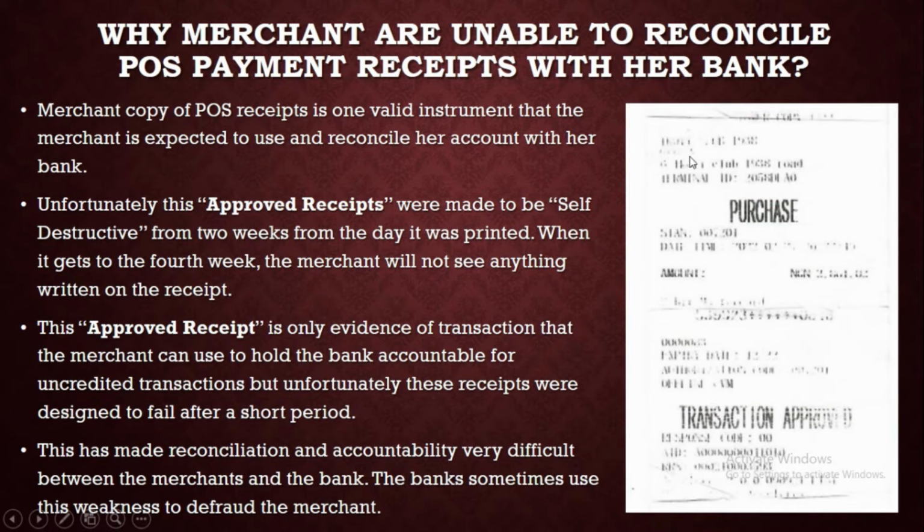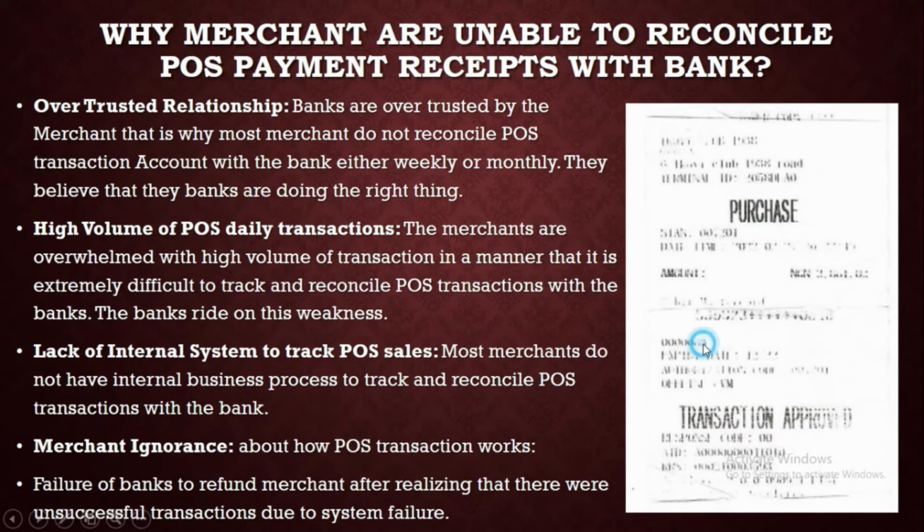So this is a sample of a POS receipt that was printed. You see, after 2 weeks, it becomes faint and faded very quickly, and before you know, you will not see anything written on this receipt again. Now, another reason why the merchants are unable to reconcile their POS account receipt with the bank is over-trusted relationship. Banks are over-trusted by the merchant. That is why most merchants do not reconcile POS account with their bank, either weekly or monthly.